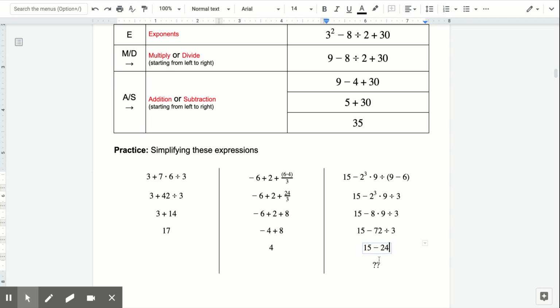So now our last step is addition subtraction, and this one is a subtraction problem. So 15 minus 24, remember it's going to be a negative because 24 is our larger absolute value, meaning our answer is going to be negative 9.